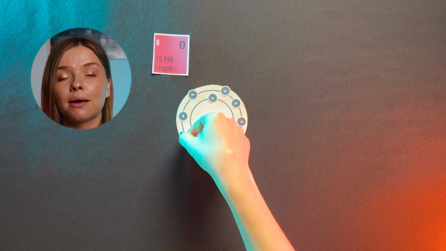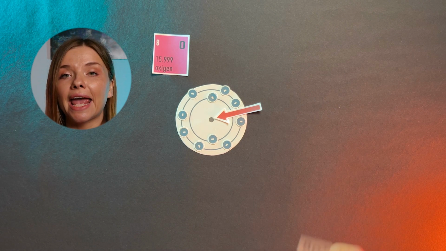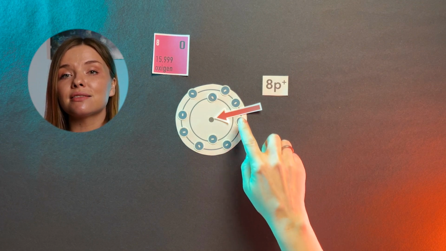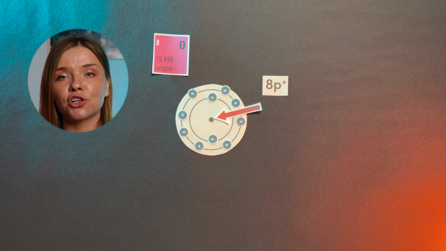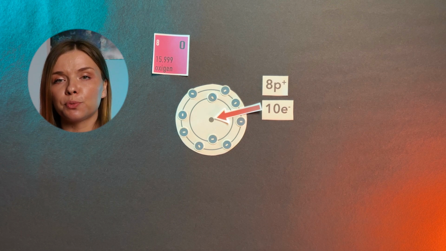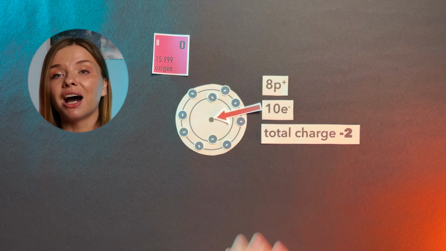And here are some examples. Oxygen has 6 electrons in its outer shell. During a chemical reaction, it takes 2 electrons from other atoms and becomes an ion. Now, oxygen has a total of 10 electrons, but still 8 protons in its nucleus. This means the balance of positive and negative charges is disrupted, and oxygen has transformed from a neutral particle into an ion with a charge of -2.